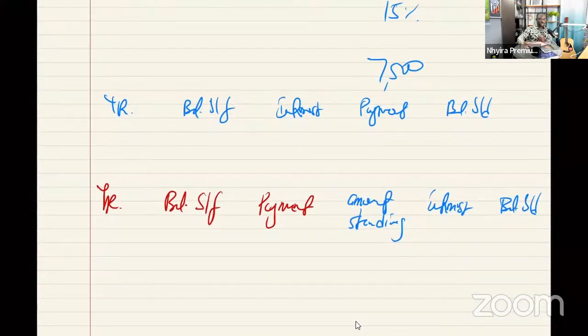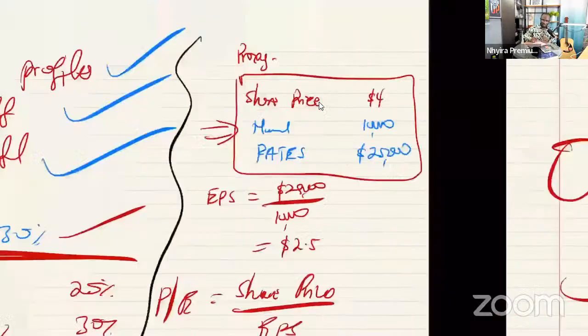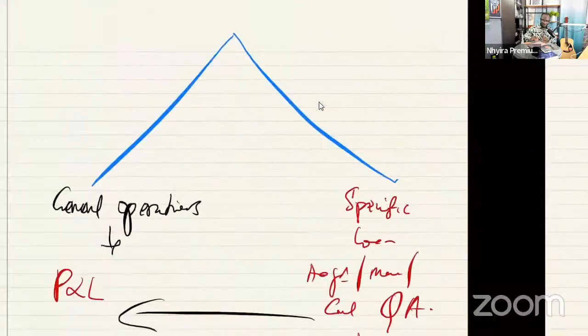Let's see, what else do I have? I have a couple of things here. Kindly explain self-review threat and advocacy threat. Right. Advocacy threat is advocacy threat. Self-review threat is self-review threat.